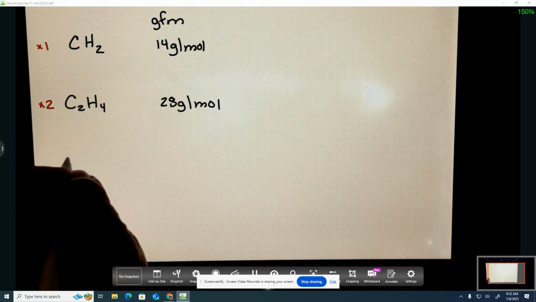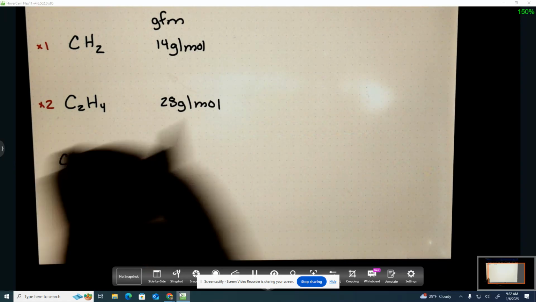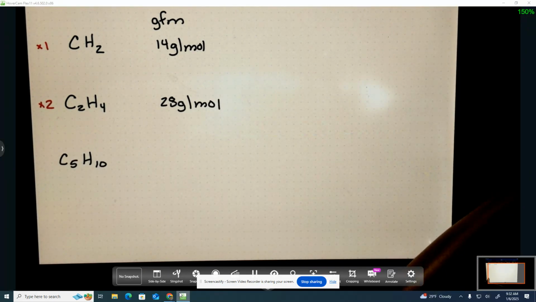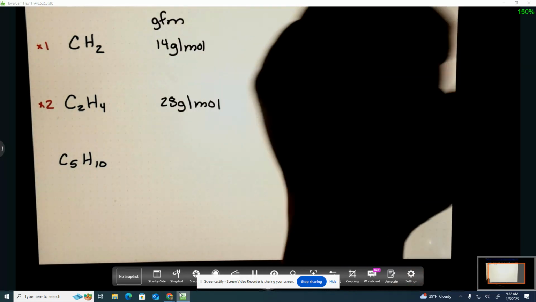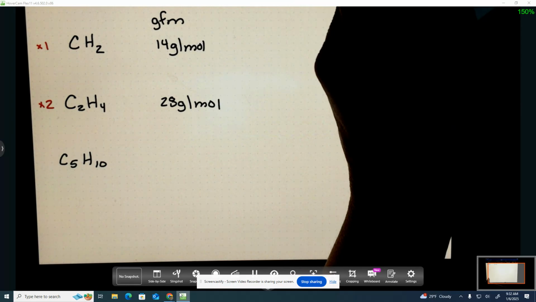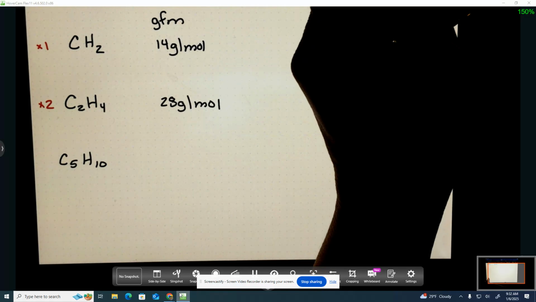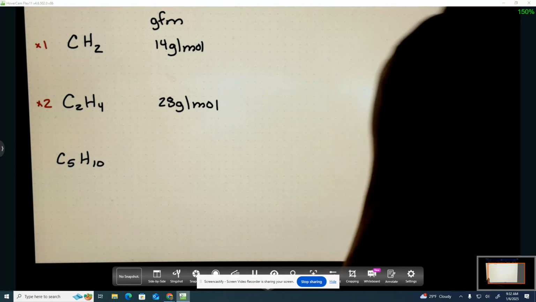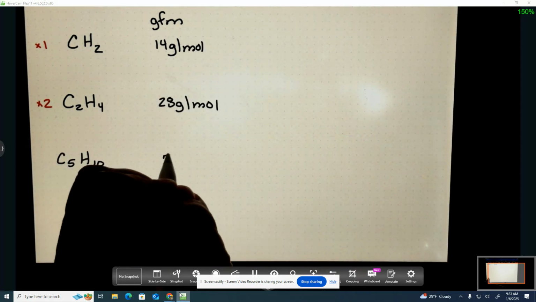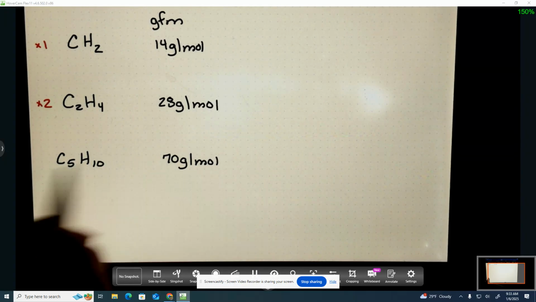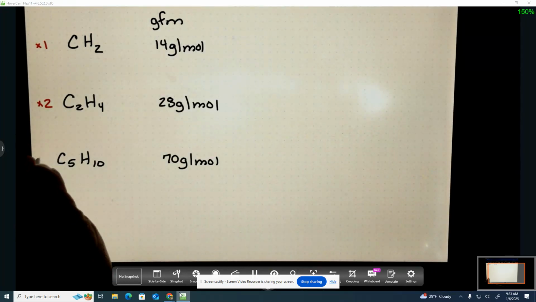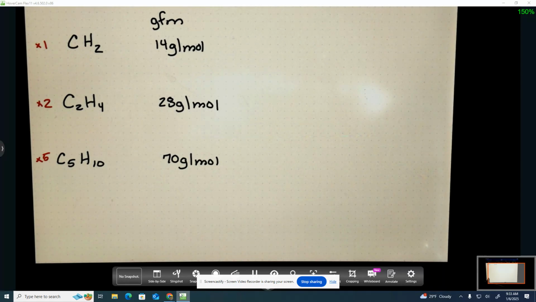What about if I did C5H10? What is its gram formula mass going to be? Calculator out. What is it going to be? 70 grams per mole. It is 5 times bigger. Okay. So far, so good?